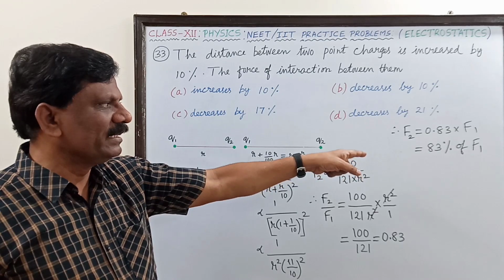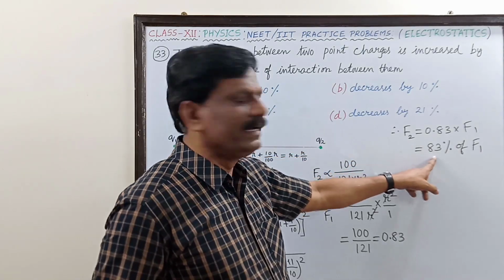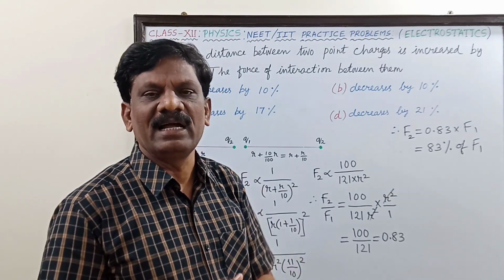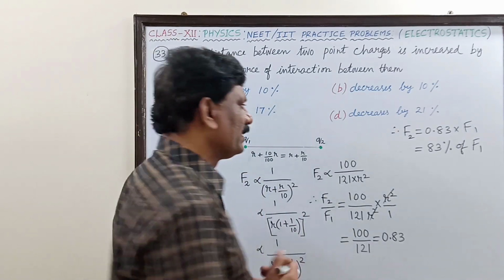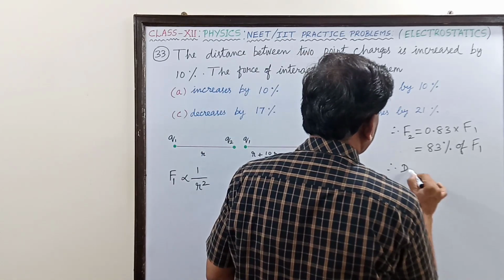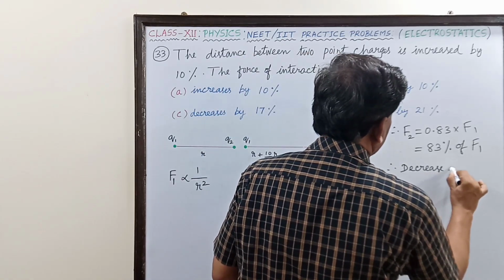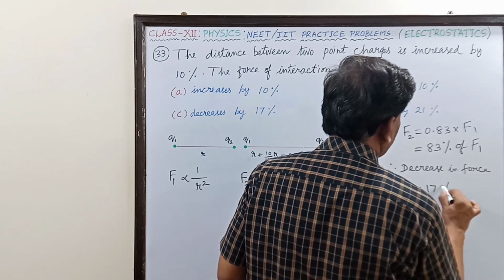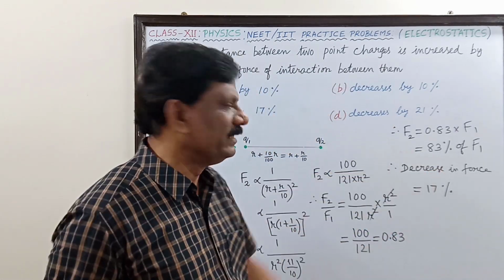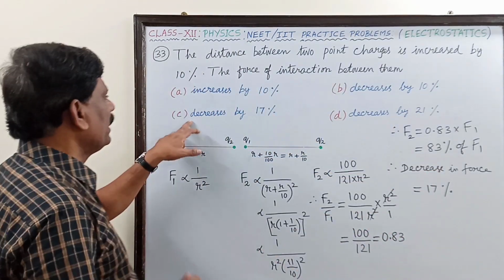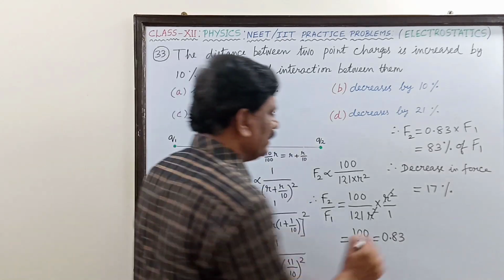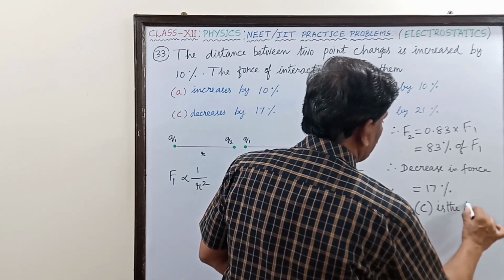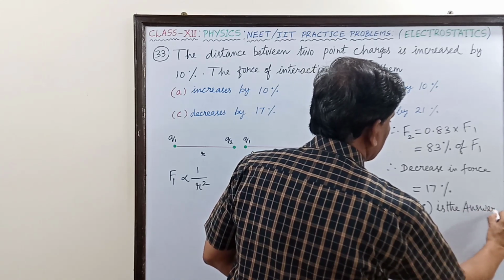So now we find that F2 is 83% of the initial force, means by how much the force has decreased is 100 minus 83, which is 17%. Therefore decrease in force is equal to 17%. 100 minus 83 is 17%. So option C, decreases by 17%, is the right answer. Therefore option C is the correct answer.